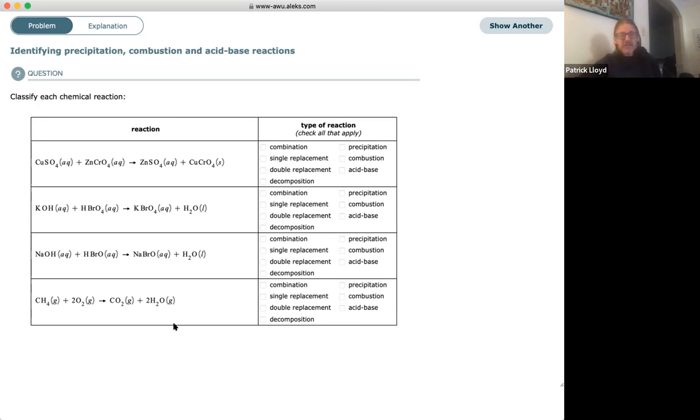Combustion reaction is where an organic compound, something with hydrogen and carbon and maybe other elements, is reacting with O2 to form CO2 and water. You may have other products as well, but if you have the CO2 and the water and you have the organic substance and the oxygen, that is definitely a combustion reaction. Okay.